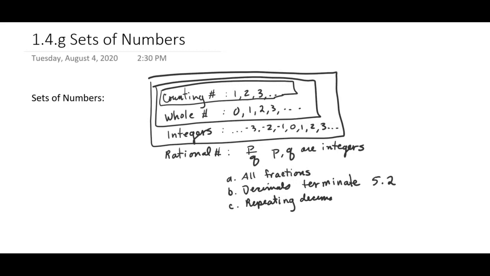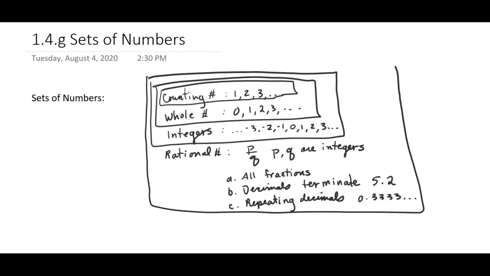But you've done that before on a calculator. 1 divided by 3 is 0.3333, right? You've seen that on your calculator before. So any decimal that repeats can be made into a fraction. We're not going to go through that process, but it can be done. So all repeating decimals are also included in this set. These are all rational numbers. All integers are rational numbers. So all of those are included in there.